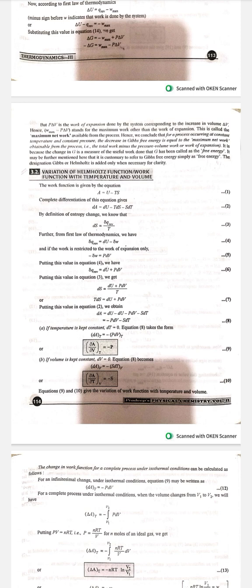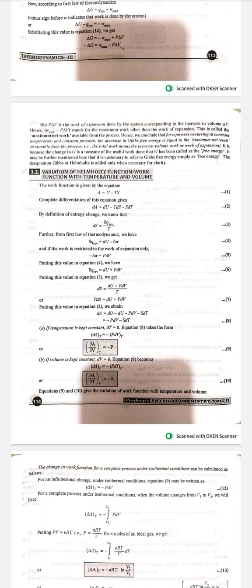Variation of Helmholtz function, the work function, with temperature and volume. The work function is given by the equation A is equal to U minus TS. Complete differentiation of the equation gives dA is equal to dU minus TdS minus SdT. By definition of the entropy change, we know that dS is equal to delta q reversible upon T. Further, from the first law of thermodynamics, we have delta q reversible is equal to dU minus dw.